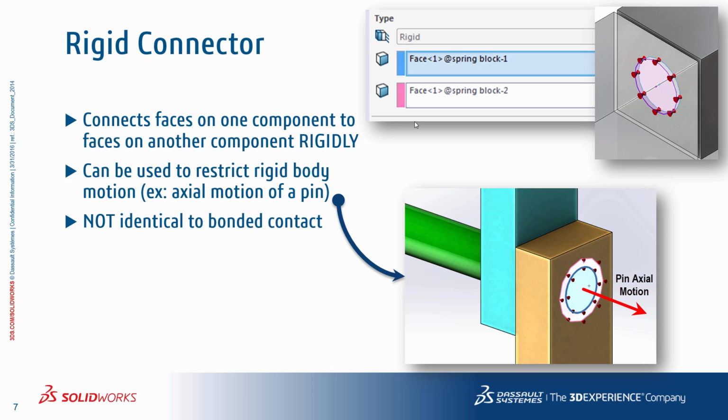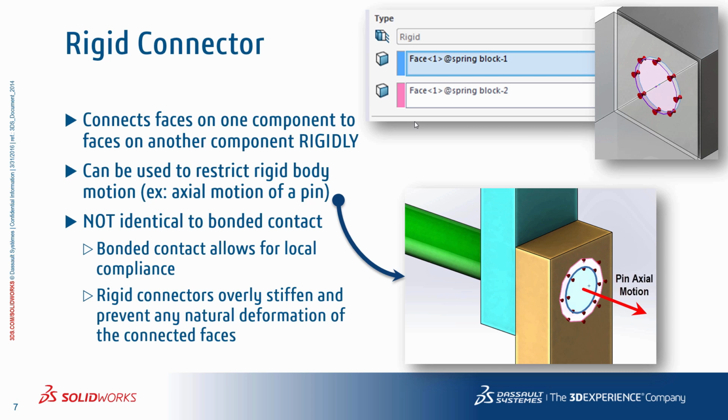Now keep in mind this is not identical to a bonded contact, which does allow some local bending between the bonded faces. The faces attached rigidly will never change shape or change orientation with respect to each other. So use this connector as required, because if misapplied, it can actually greatly overstiffen your model and render some unanticipated results.